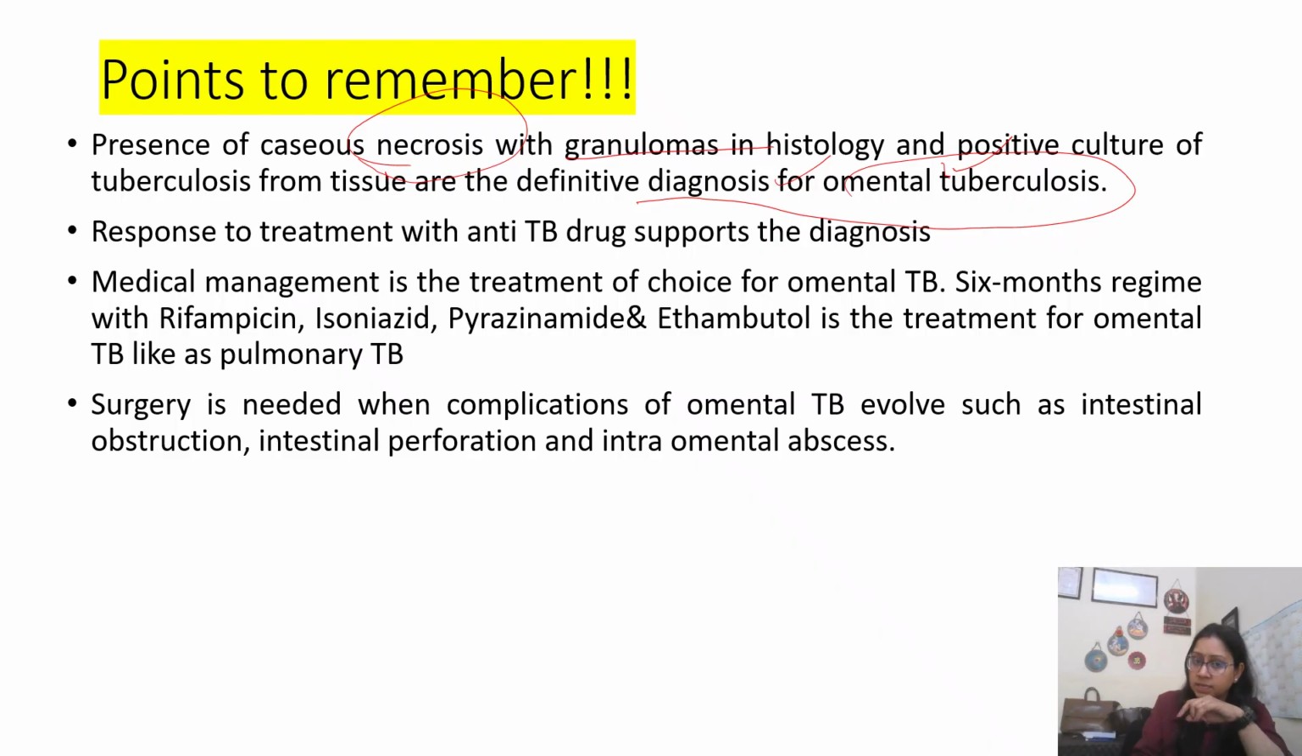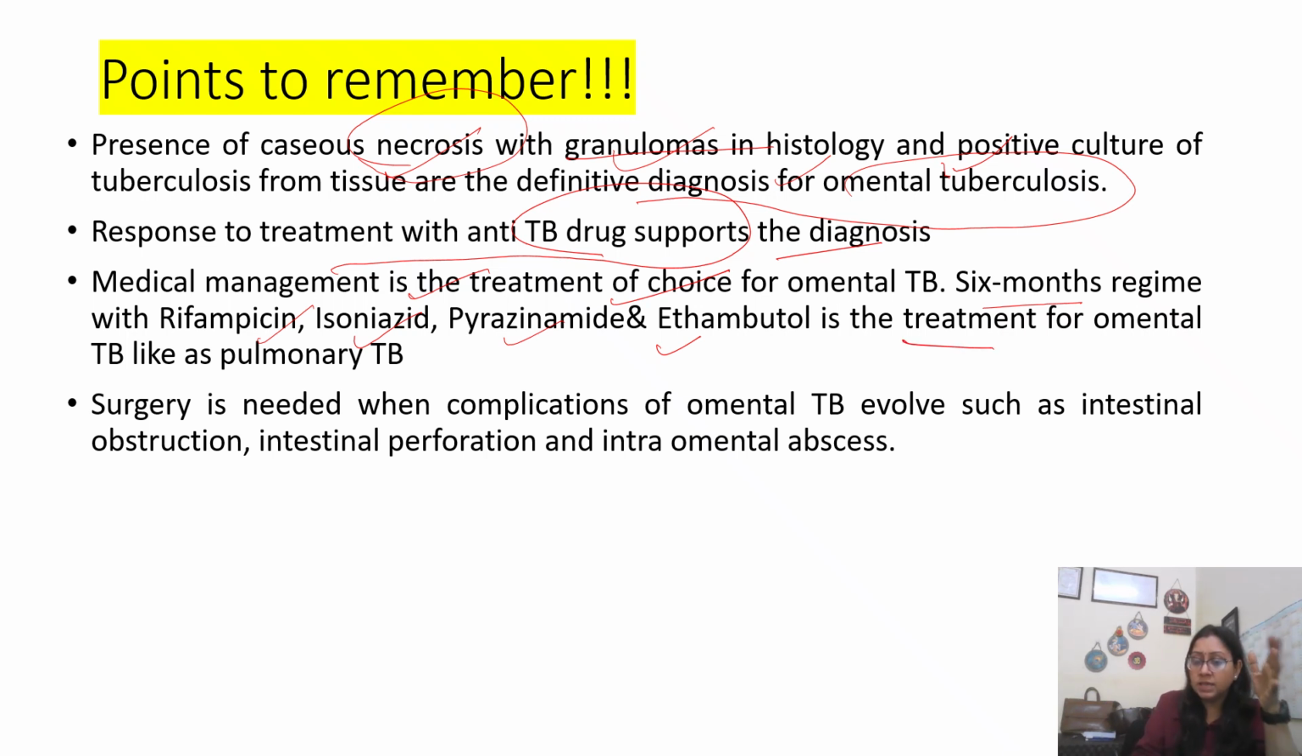So we got caseous necrosis, we got granuloma with Langhans type giant cells, and the AFB stain was also positive. The beautiful thing about this disease is that it responds to treatment with anti-tubercular drugs, and that supports the diagnosis. The patient's symptoms get resolved once anti-tubercular therapy is given. So medical management is the treatment of choice for omental TB: a 6 month regimen with the known ATT drugs, rifampicin, isoniazid, pyrazinamide, ethambutol, like pulmonary TB.